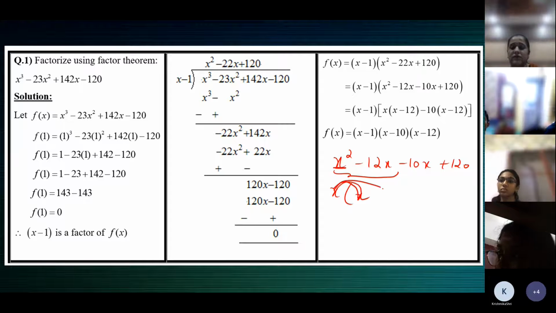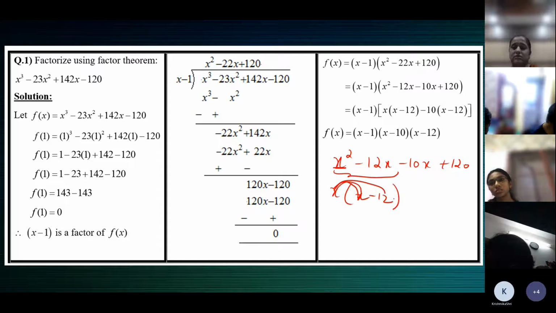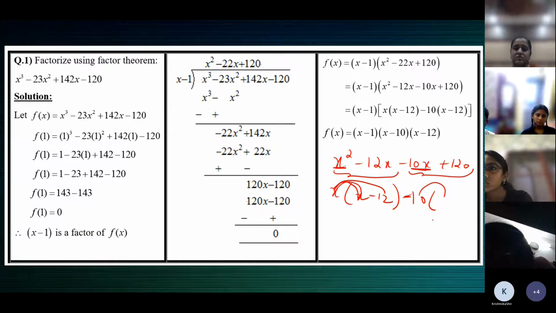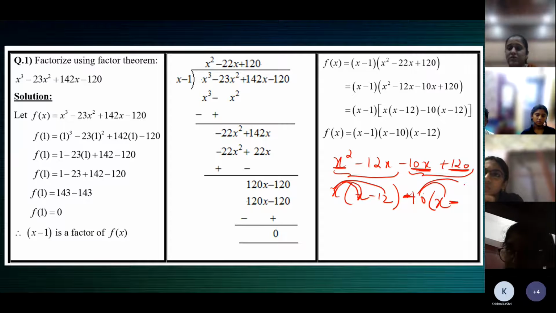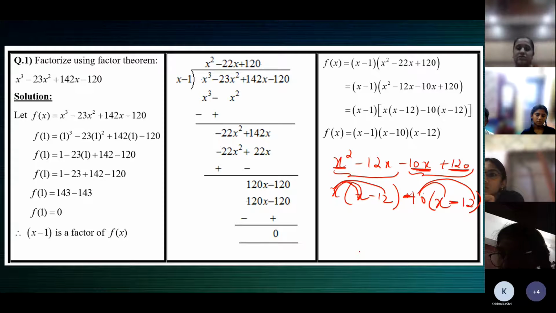Then x into what will give you minus 12x? Minus 12. Then this minus, bring it down as it is. What's common between 10x and 120? 10. Open a bracket. 10 into what will give you this third term, minus 10x? X, because minus 10 into x is minus 10x. Now the fourth term is plus 120. Minus is here outside. Minus into minus is plus. And 10 into what is 120? 10 into 12 is 120. So you cannot write 1 here.